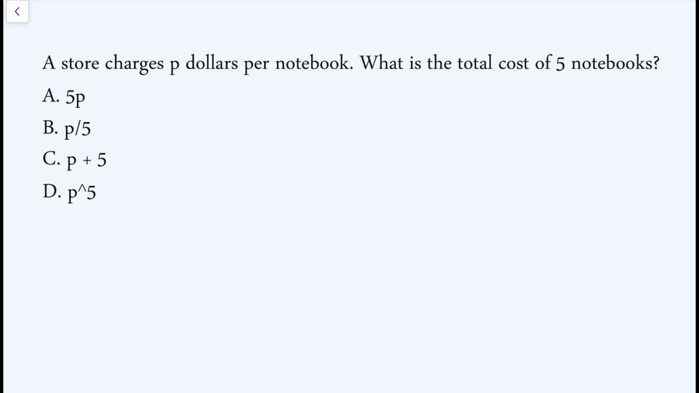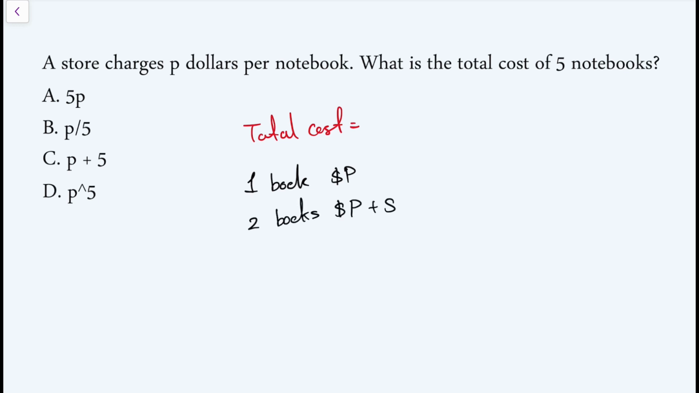A store charges P dollars per notebook. What is the total cost of 5 notebooks? Okay, well, total cost is going to equal something. If 1 notebook is P dollars, 2 books is going to be the price of 1 plus the price of 2, right? So adding the price twice.